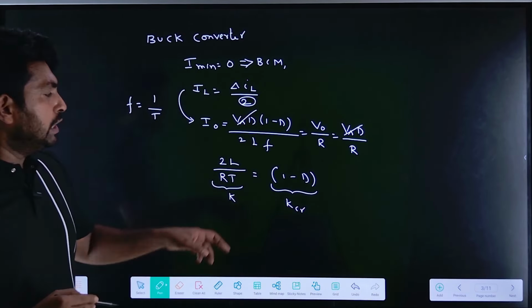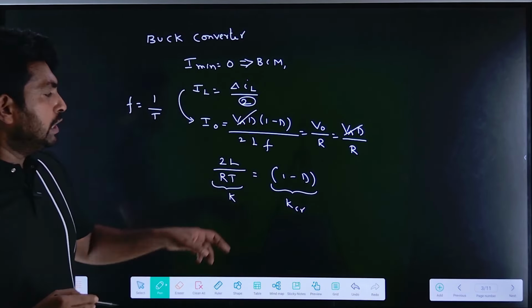So what is the delta IL expression here? Delta IL we have already derived, which is equal to Vs by L into dt. Vs by L into dt. Right? Now you can find it easily. So by 2 is there, divided by 2 will also exist. So now I naught equal to V naught by R. So I can replace I naught with V naught by R, which is equal to V naught by R into 1 minus D.